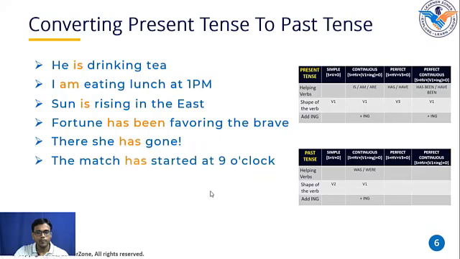Shobhika. Yes, uncle. Which particular tense is this sentence in? Present perfect. Very good. The match has started at 9 o'clock. Has is the third shape. It is written in third. And started is the third shape of the verb. Okay. Now I want Ketan.